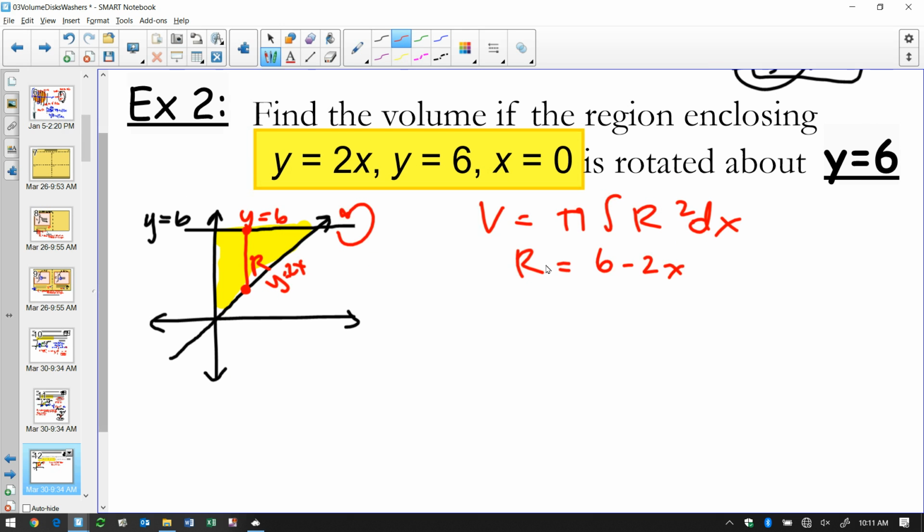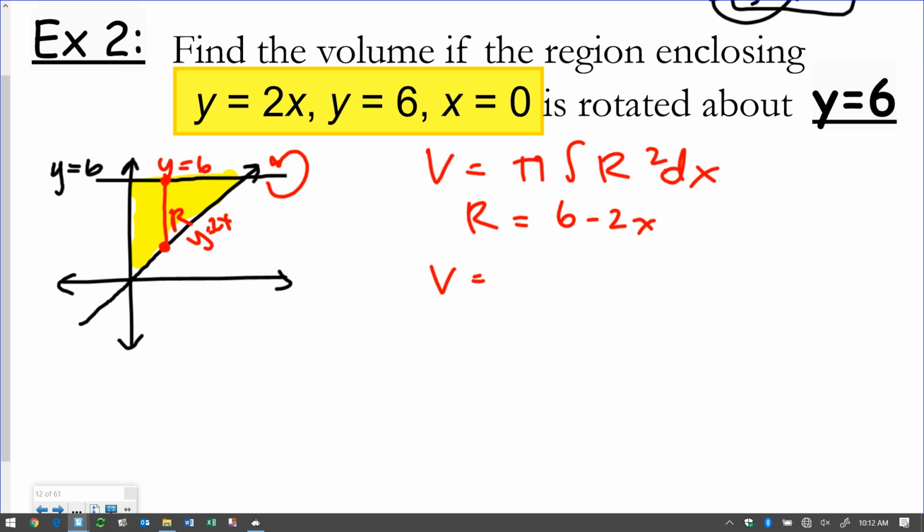Then all you do is plug it into the formula. So what we have is V is equal to pi integral quantity 6 minus 2x squared dx. All right, let's go ahead and get these limits. This is a dx problem. So I go to my highlighted region. I think this was 3, 6. Okay, what is my lowest x value? 0. What is my highest x value? 3. And I'll let you guys integrate that on your own. Okay? Any questions about how to set this up? Okay, let's go to the right side.